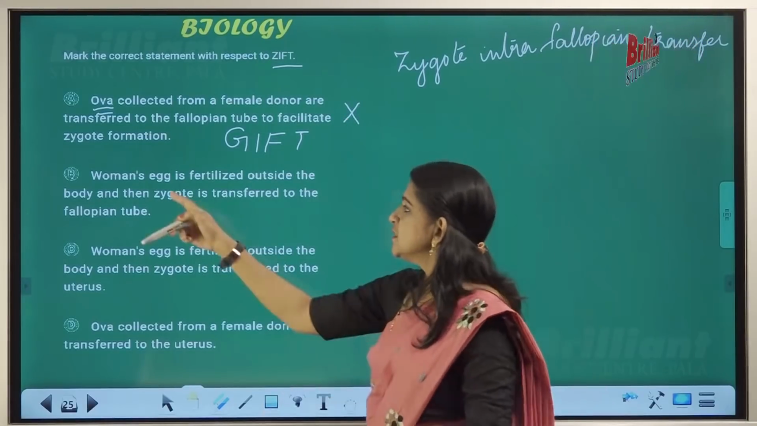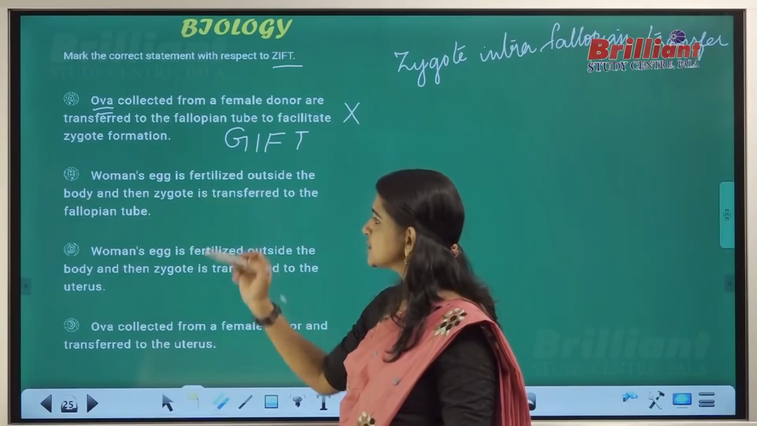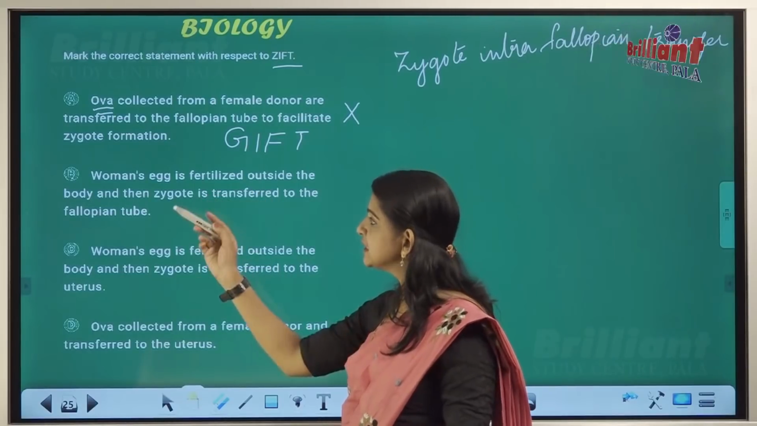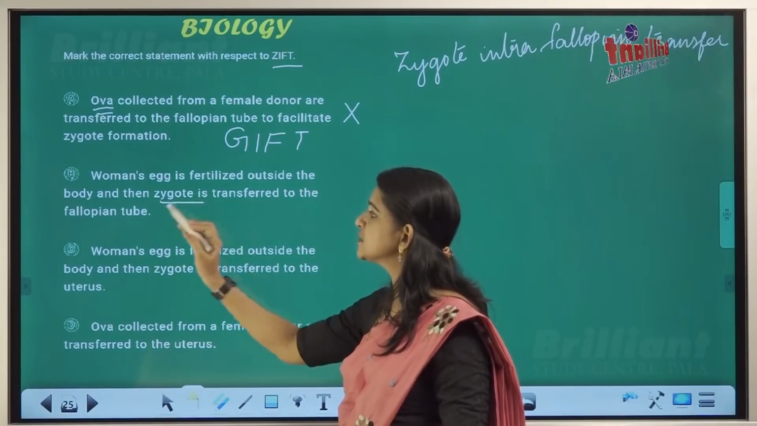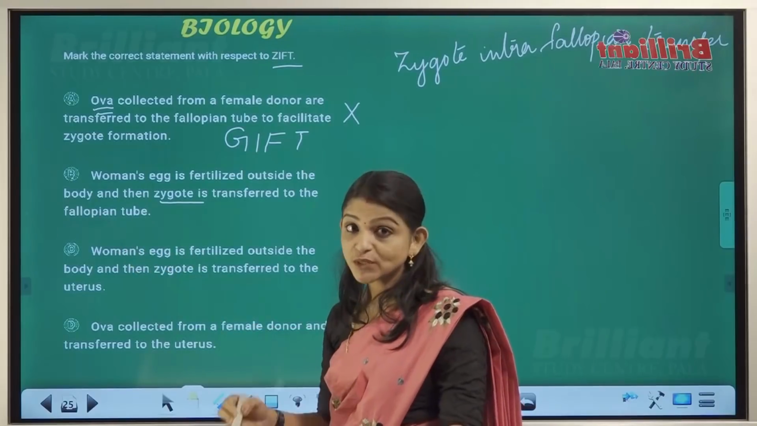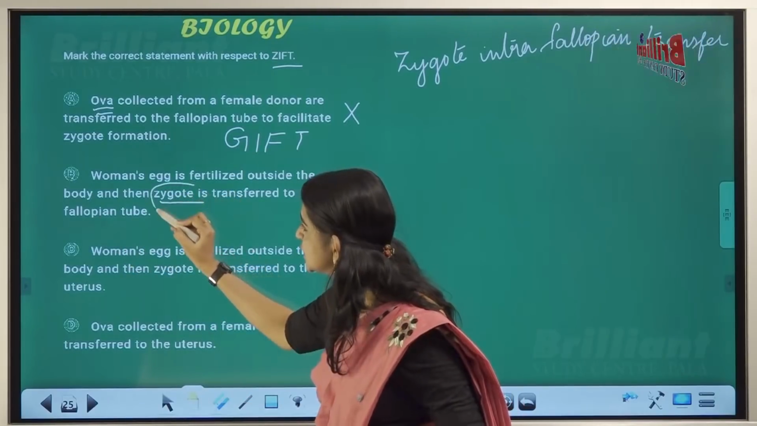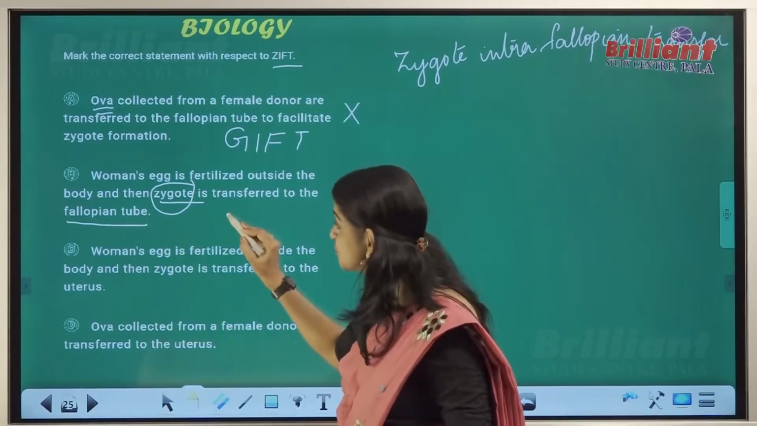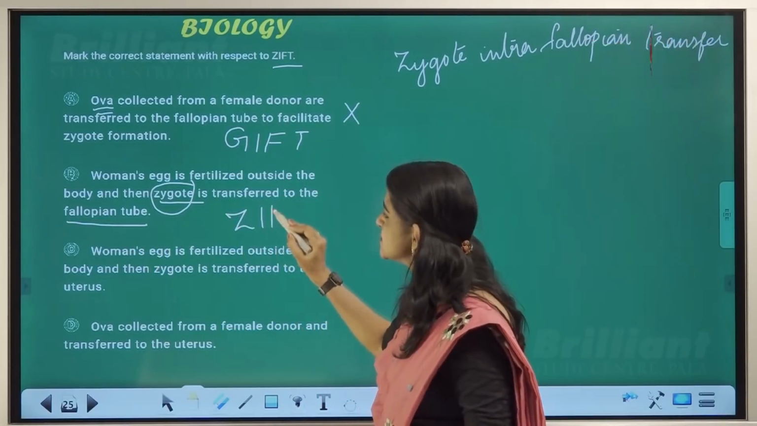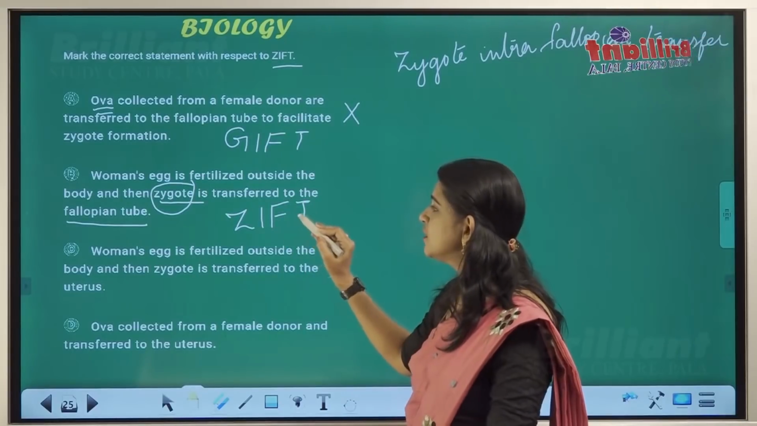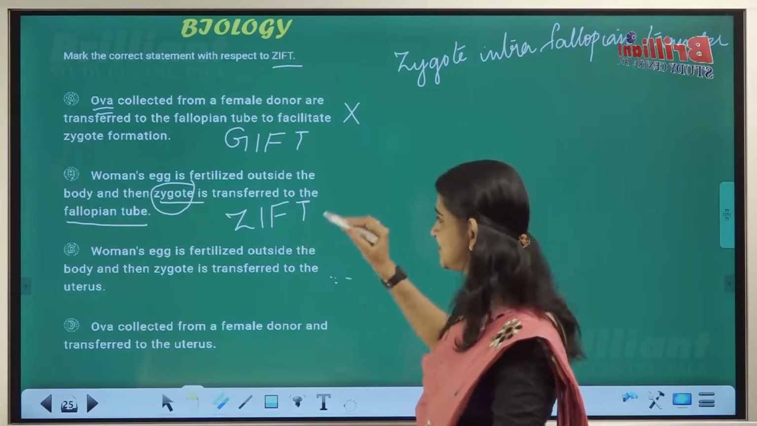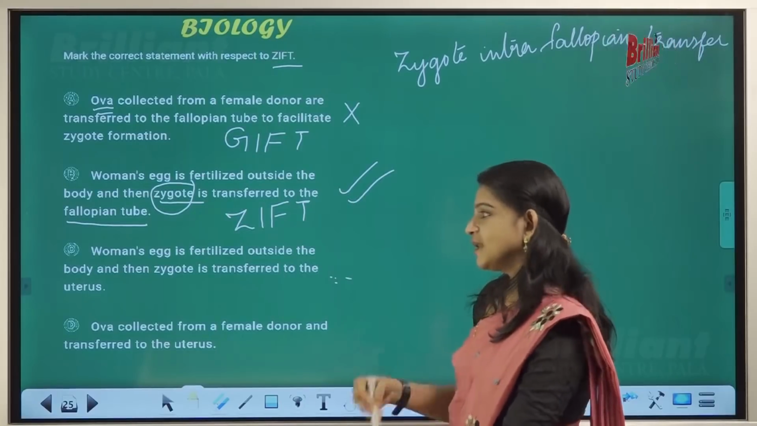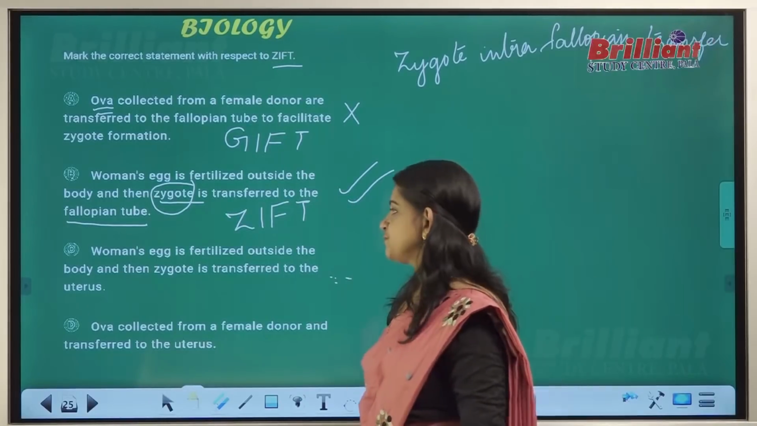Next one. Woman's egg is fertilized outside the body and then zygote is transferred to the fallopian tube. What is transferring? Zygote is transferring. Where we are transferring? Fallopian tube. So we can assume that it is zygote intra-fallopian transfer. This is our answer. Anyway, let us look into other options too.